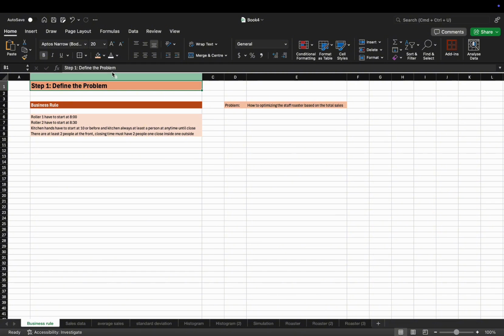So now let's jump to step 1, define the problem. As you can see here, we have some business rules. Roller 1 has to start rolling at 8:30. Kitchen hand has to start at 10 or before that. The kitchen always has at least one person at any time until close. There are at least 2 people at the front. Closing time must have 2 people, one closing inside, one outside. And our problem is how to optimize the staff roster based on the total sales.